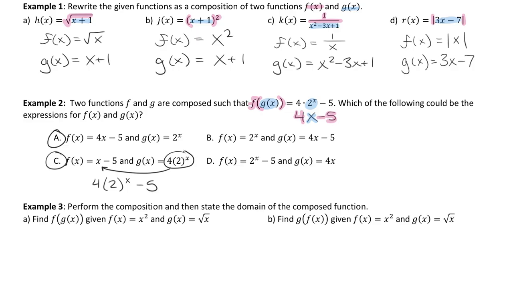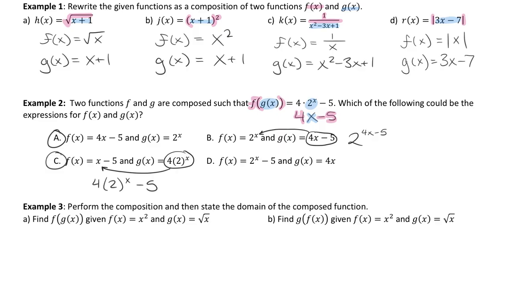Let's see what it would look like if we did B and D. These are both incorrect answers, but let's see what it would look like if we take the g of x and we plug it inside the f of x. So for this, if I take this g of x and I plug it into the x position on f of x, what would that look like? Very good. 2 to the power of 4x minus 5. So that one is not correct because we composed them the wrong direction.